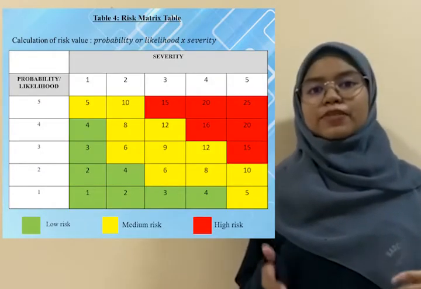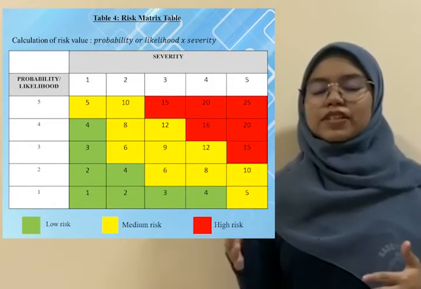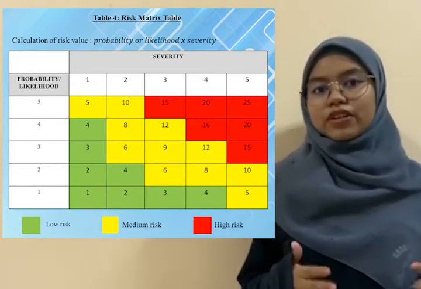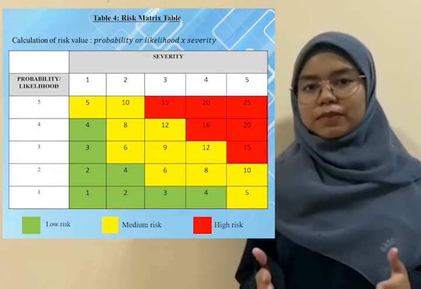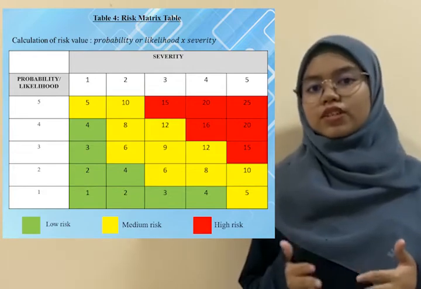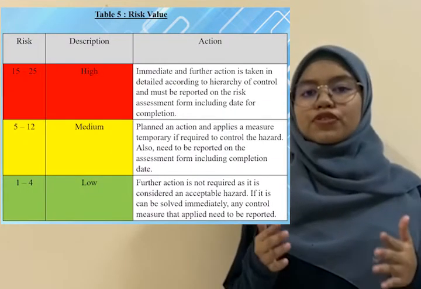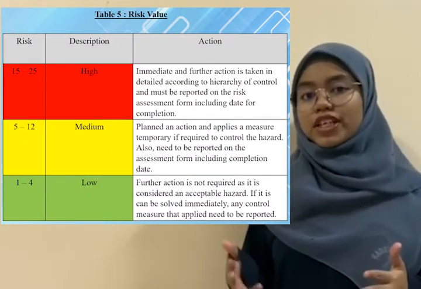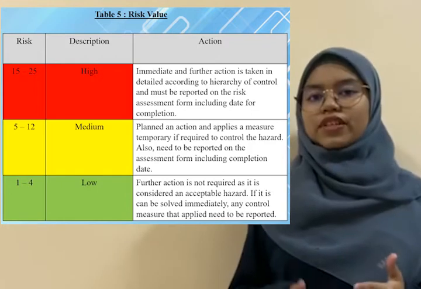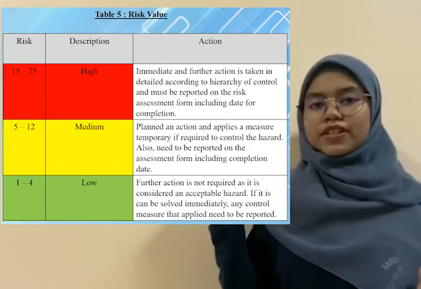Next is Table 4. Table 4 is about the risk matrix table. The number stated on the table is the risk value that has been calculated by multiplying the probability of the hazard happening with the severity of the hazard occurring. Next is Table 5. Table 5 is the range of the risk value for each level of risk. The level of risk has 3: high risk, medium risk, and low risk. Next, I'll pass to the next presenter.